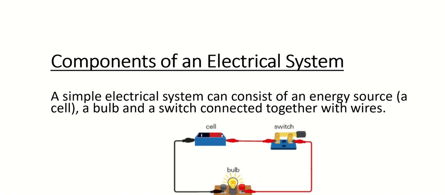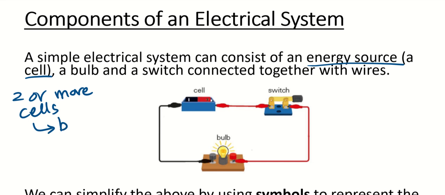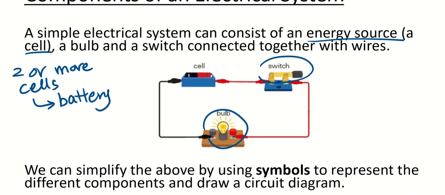Okay, so you have actually done this in PSLE, the components of an electrical system. So a simple electrical system must consist of an energy source, right? So it can be a cell. Okay, if I have two or more cells, then it is called a battery. Okay, so we have a cell. It must have a switch for turning on and off the electrical system. A bulb, so this bulb is actually what we use the electrical energy for. Okay, so there are of course wires.